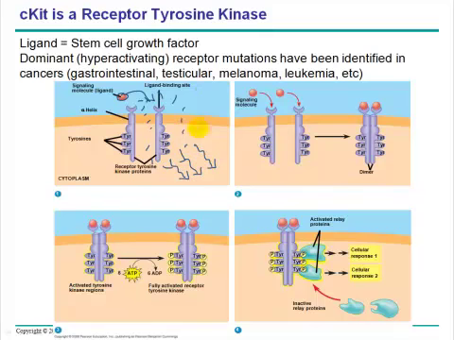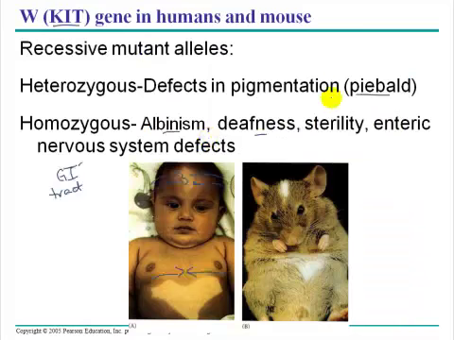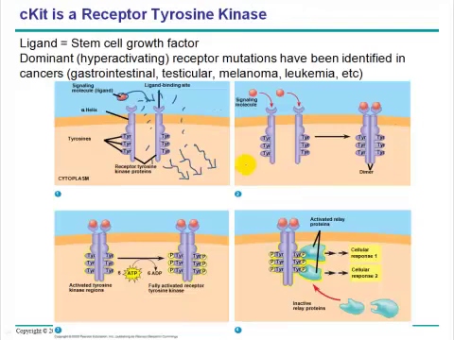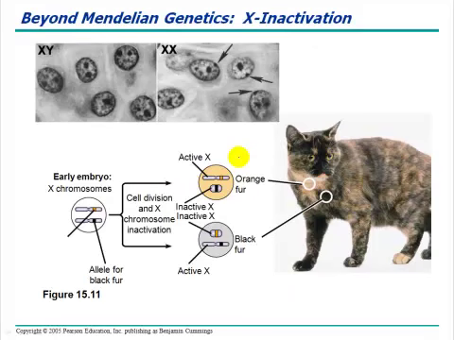And so we see these types of mutations in various types of gastrointestinal cancers, testicular cancers, melanomas, leukemias, as well as many others. But this is an excellent illustration of our ability to use mouse models to study genetic disorders that are very, very relevant to humans. Okay, so we already addressed polygenic and pleiotropic. Okay, so moving on, let's talk about another non-Mendelian inheritance pattern that wasn't described by Mendel, but which we now know exists, and that's X inactivation.